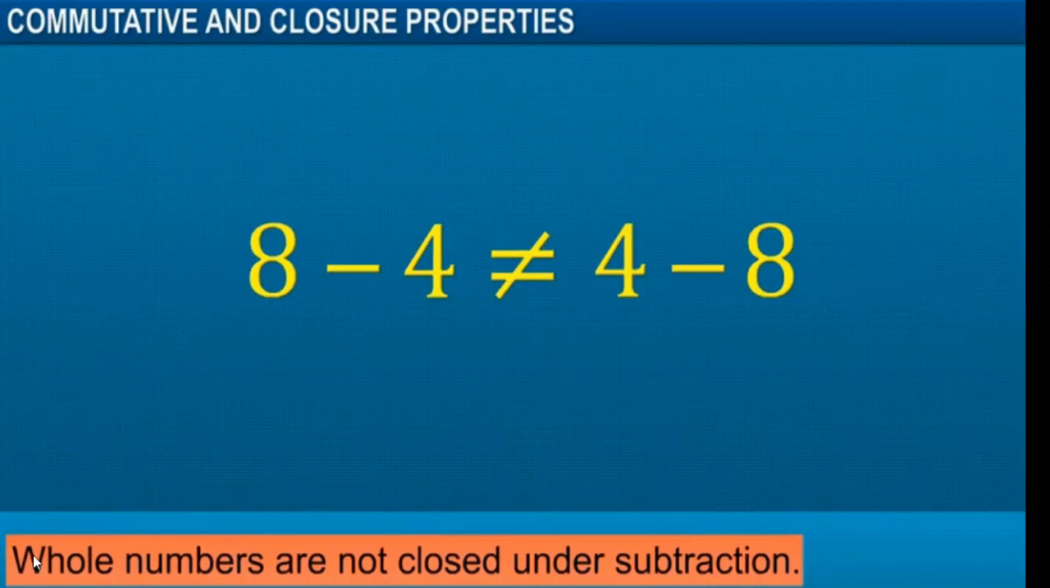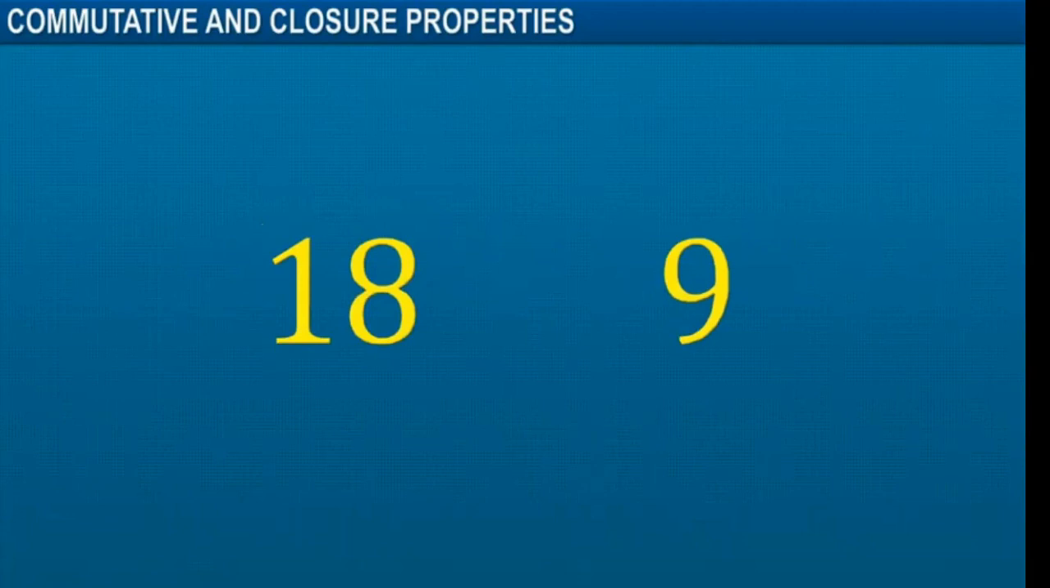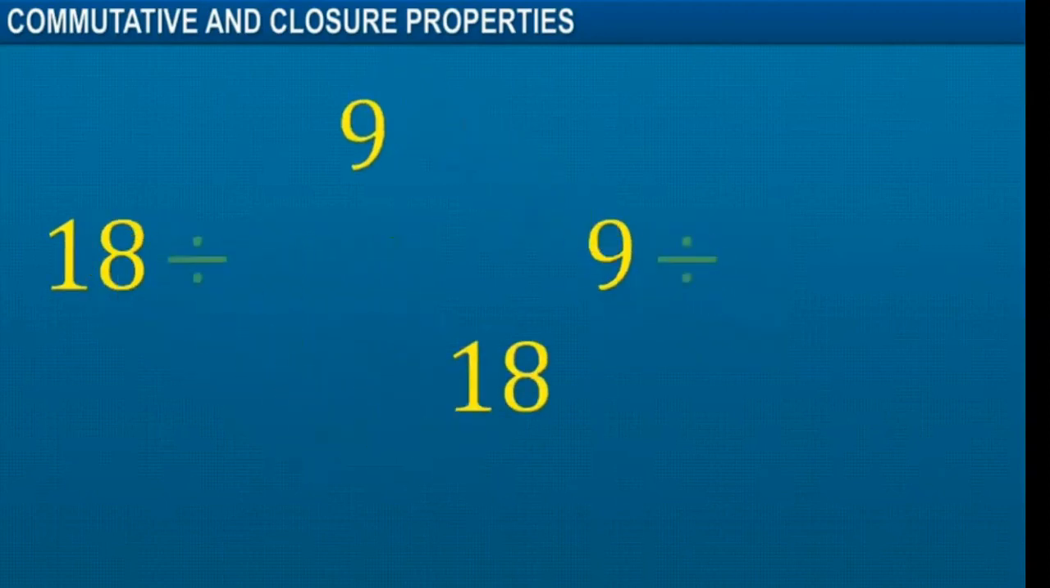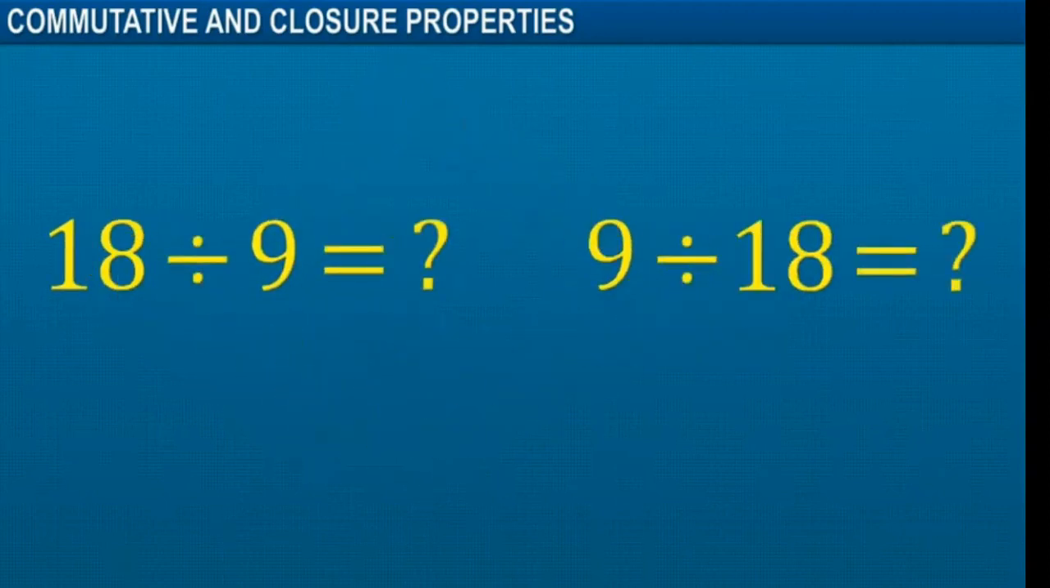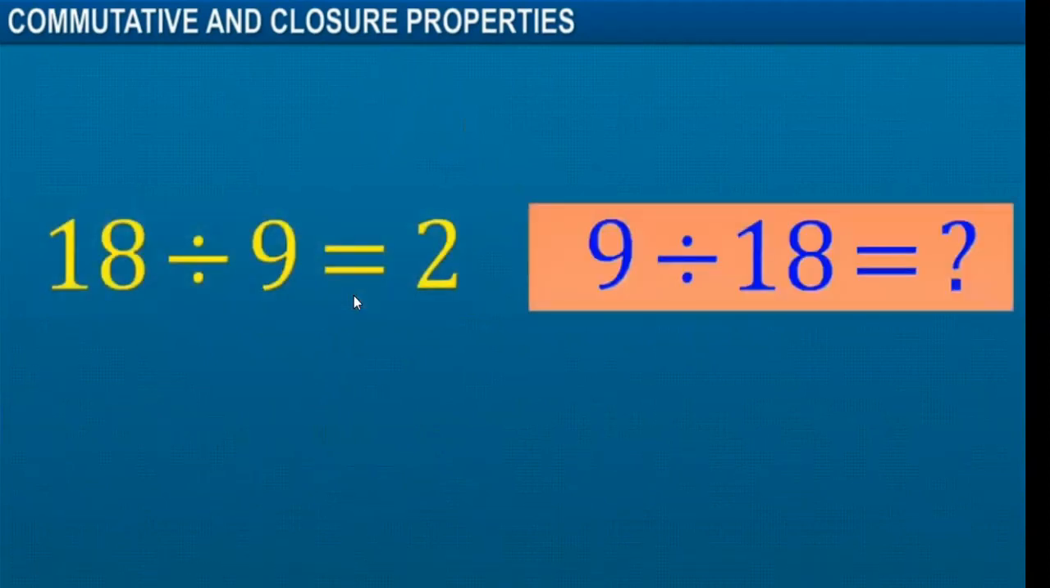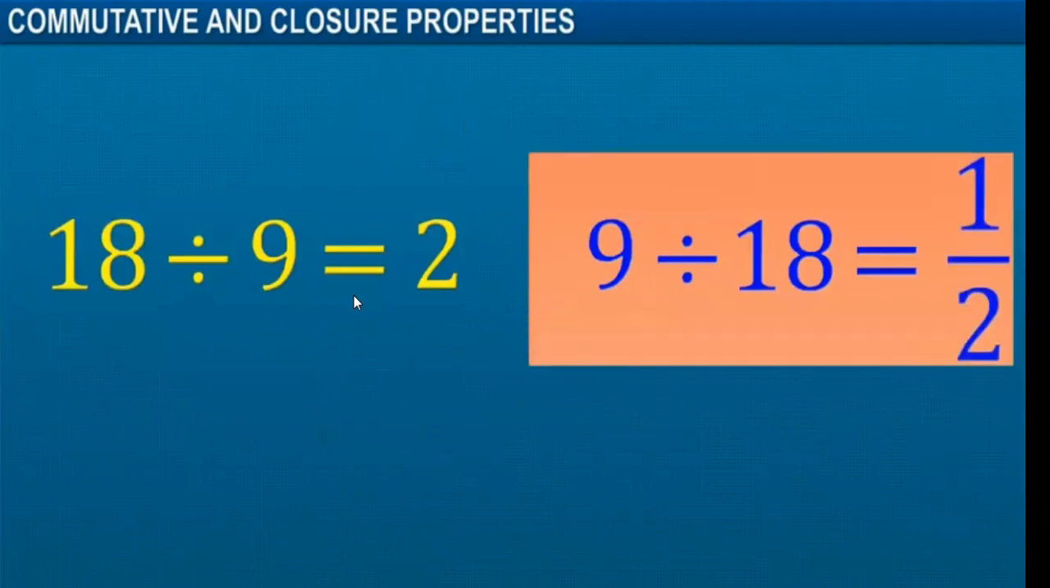So we can see about division. Let us also check if division is commutative in whole numbers. Take any two whole numbers, say 18 and 2. Division is commutative in whole numbers? Observe that 18 upon 9 is equal to 2. However, 9 upon 18 is not a whole number.